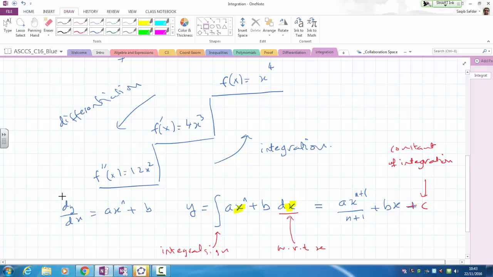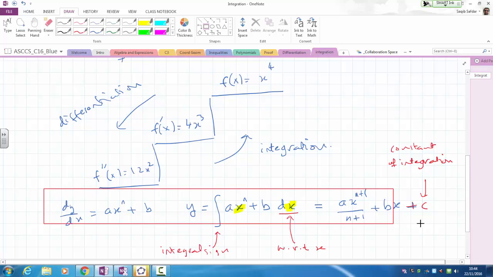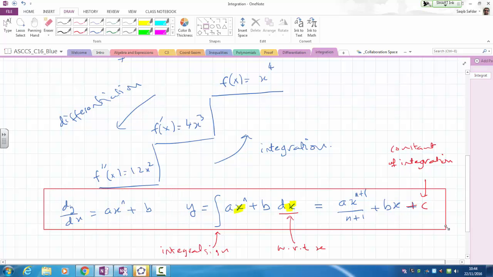And let's put that in a box. So this is quite an important line you need to copy down. And that tells you how to integrate. So if you give me the gradient, and you want to work out the original function, you can integrate the gradient by raising x to the power of 1, dividing by the raised power, and so on.